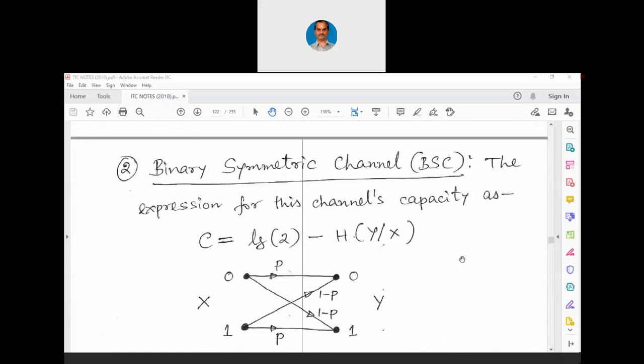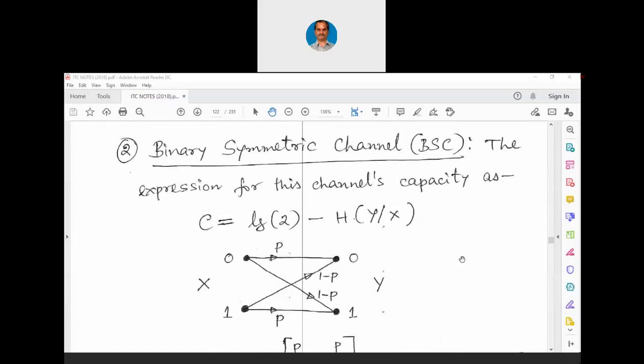Now let me come to the binary symmetric channel. We are already familiar with this. Till now we have been discussing the regular symmetric channel or uniform channel. Now you already know this binary symmetric channel. I don't have to go into much detail. Only thing is, we can derive an expression for C as log of 2, because here M is 2, log of 2 minus H of Y given X.